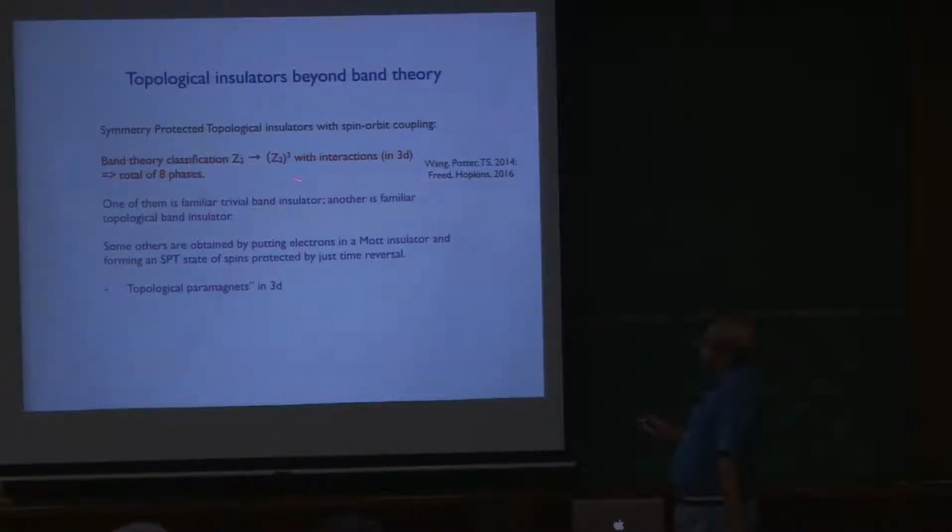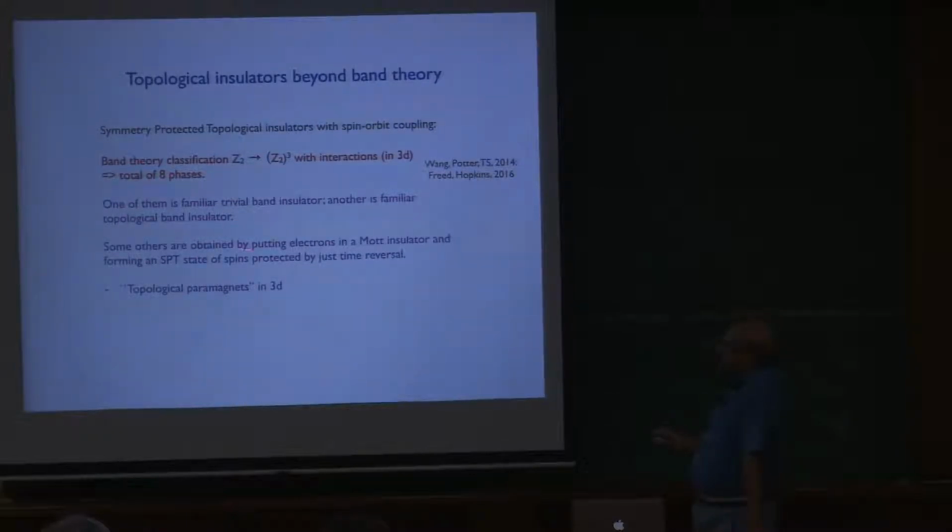So Z2 cubed means that there are now a total of 8 phases which satisfy these conditions, that they describe electrons with no symmetries other than time reversal and charge conservation. And there are trivial insulators in the bulk, meaning there are no exotic excitations in the bulk. But nevertheless, they have non-trivial boundary states. And they're not smoothly connected to each other.